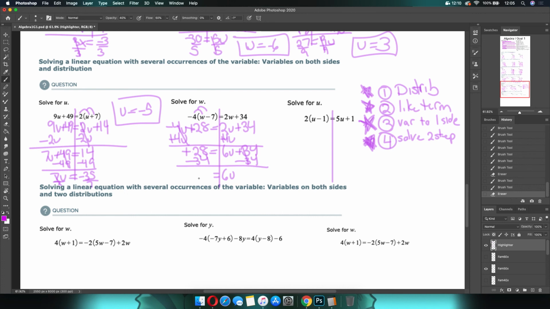So 34 minus 28 is going to be 6, and 34 is the sign that dominates. Divide by 6, divide by 6. u equals negative 1 for this one over here.